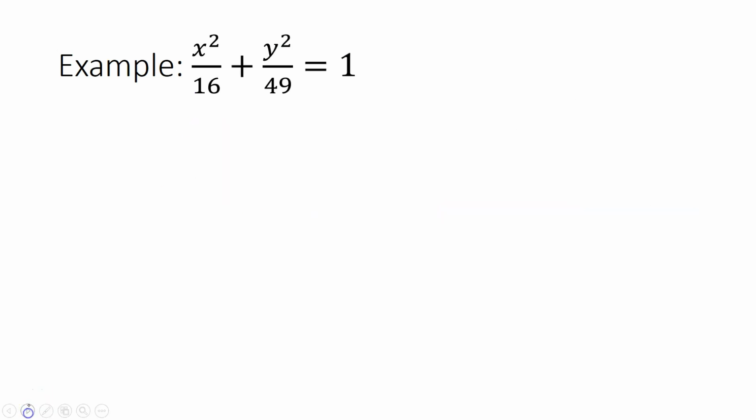Let's try another one. All right, this time we have it in standard form. So we have x squared over 16 plus y squared over 49 equals 1. So our a value here, it looks like is 4. That's the square root of 16. Our b value is 7, right? So the horizontal part's 4, the vertical part is 7. So this is going to be an up and down ellipse, right? It's going to be vertical. So let's get a graph of that right here.